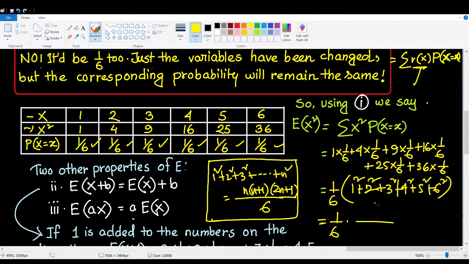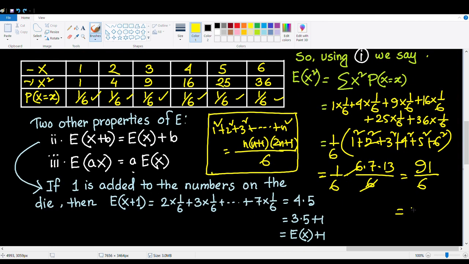So finally the result would be 6 times 7 times 13 divided by 6 using the formula here. So finally it would be 91 by 6, which is 15.166. Okay, so 15.166 is the value of E of x squared.